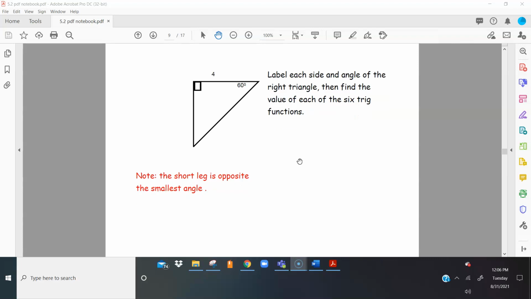This time we're given a special right triangle that has a 60-degree angle. We know that all angles total to be 180 degrees, so if this is 60 plus 90, that would be 150. That means that the missing angle must be 30. Pause your video for a moment and jot down this part, and then there's a reminder that the short leg would always be opposite the smaller angle, so it's a good reference for us as we go. Again, take a moment, pause your video, jot that information down.